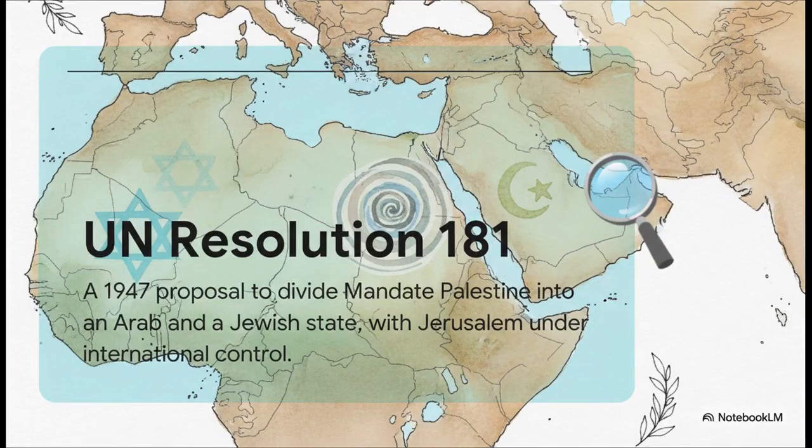So the UN gets involved, and in 1947, they come up with a solution. Resolution 181, known as the Partition Plan. The idea was, on paper, pretty simple. Split the territory into two new countries, one for Arabs and one for Jews. And Jerusalem, it would become an international city, run by the UN, belonging to neither side.